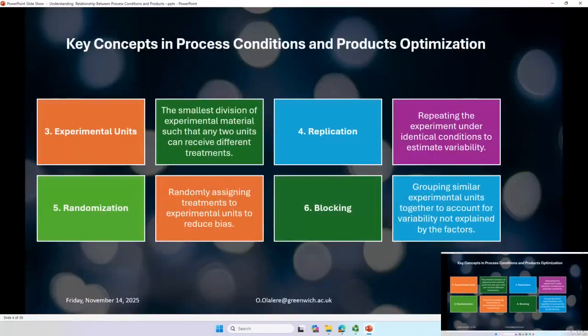Now, key concepts in process conditions. Please, this is very, very important. Experimental unit: the smallest division of experimental material such that any two units can receive different treatment. Experimental unit is when you have different units: the first experiment, second experiment, third experiment.